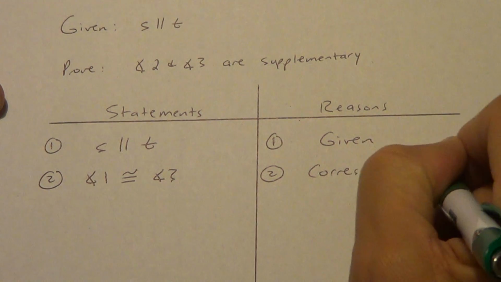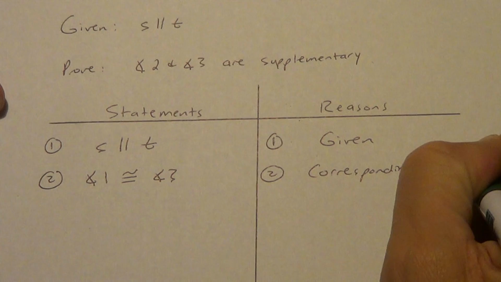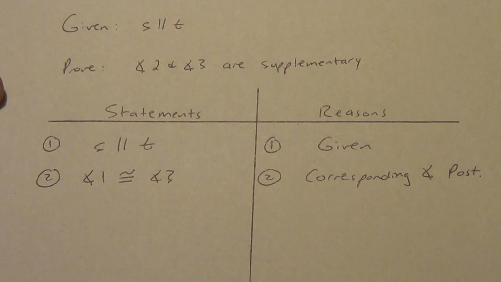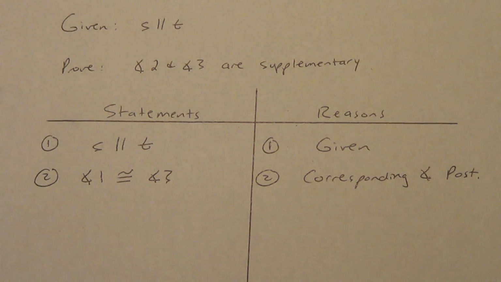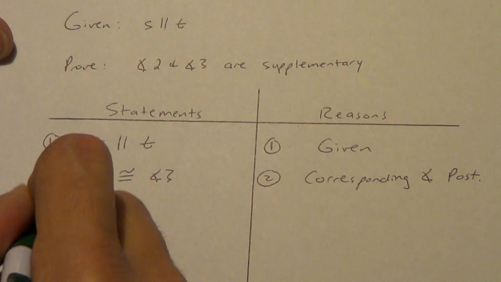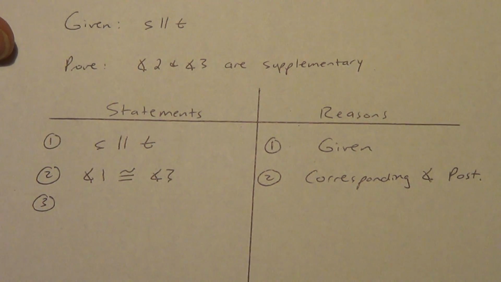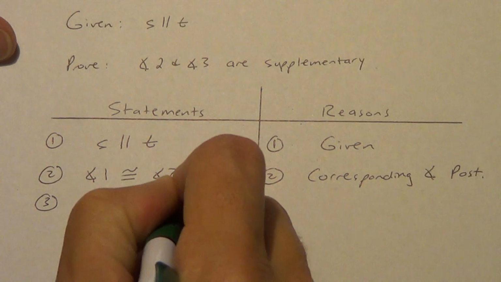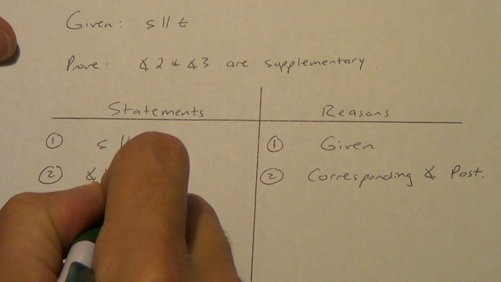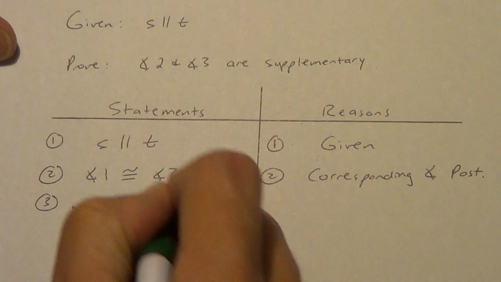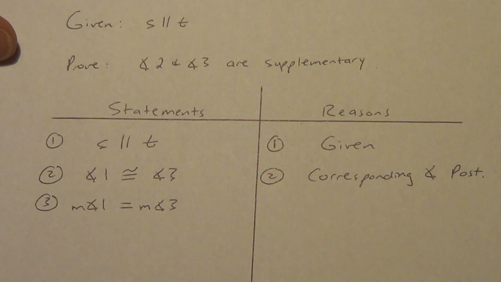Now, we're going to change gears just a little bit here, something we didn't have to do in the other proofs. Because we're trying to prove they are supplementary, which means their measures add to equal 180, we're going to have to get an equal sign in here. So how do we change from congruent to equals? Well, go ahead and put our equals in. What do we have to put in front of the angle symbol when we do that? We have to put that little m for measure, right? The measure of angle 1 equals the measure of angle 3.